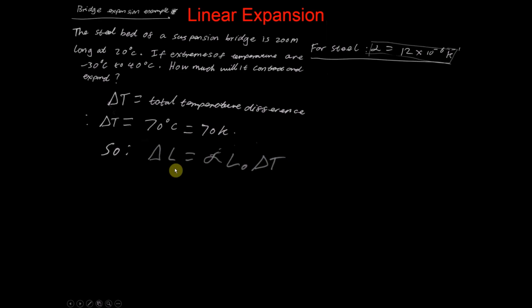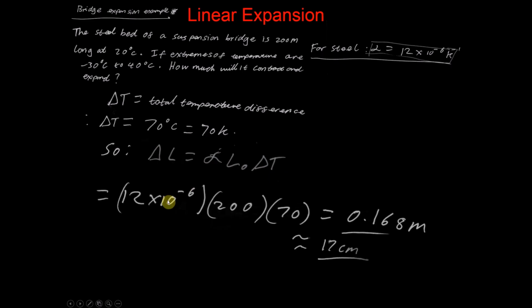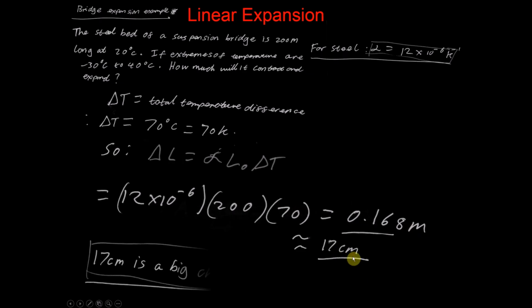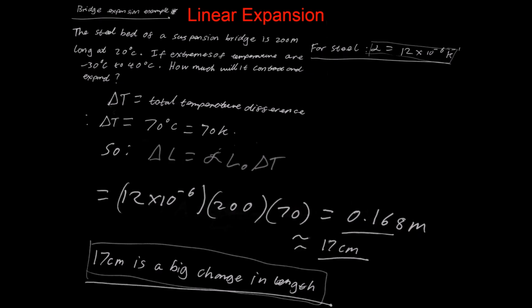Delta L, our change in length, is alpha L0 delta T. We just found our delta T, we can substitute in. And what we'll get is 12 times 10 to the minus 6, our constant, times 200 meters, times 70 Celsius in delta T will give us 0.168 meters, or in more normal terms, 17 centimeters, which is a relatively big change in length if we're talking about a bridge that we don't want to fail. That would make quite a bump at the start or end of that bridge if we didn't put in a thermal expansion joint.